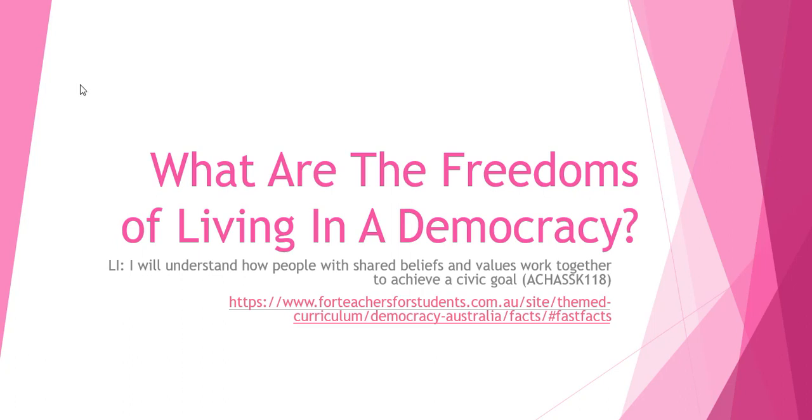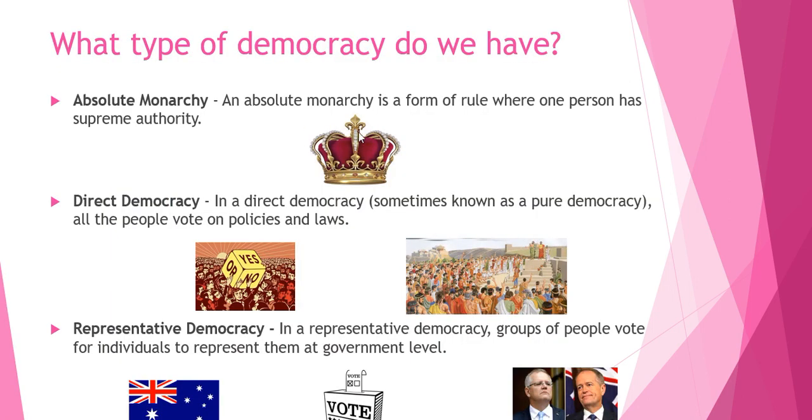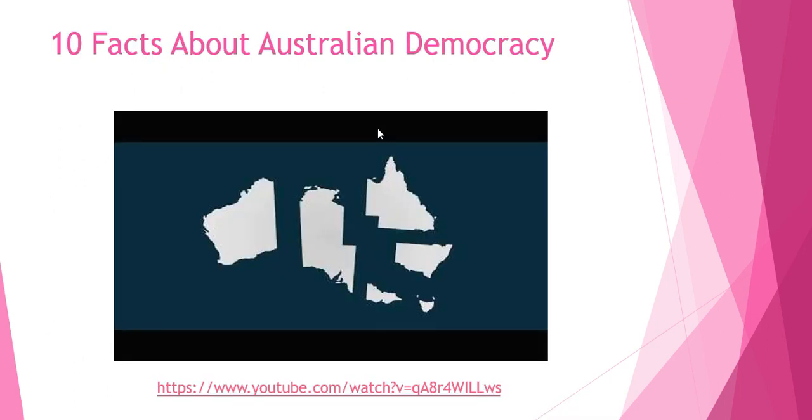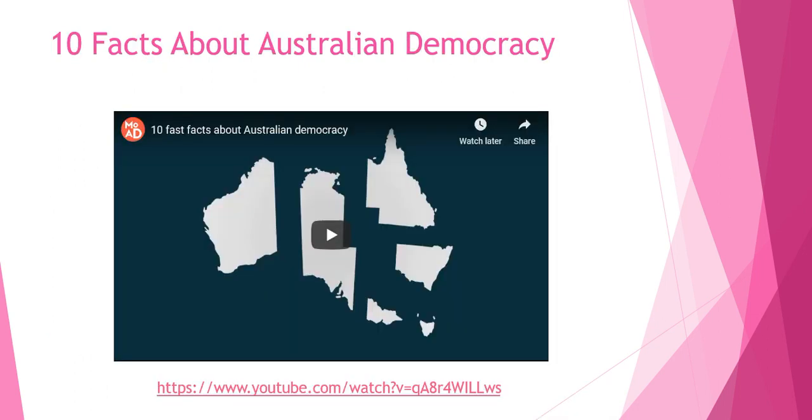So what are the freedoms of living in a democracy? Our learning intention is that you'll understand how people with shared beliefs and values work together to achieve a civic goal. So, 10 facts about Australian democracy. It's pretty interesting to find out what it means. I will show you this, but I will also keep it on the OneNote as well.